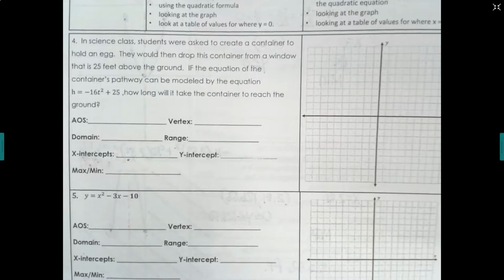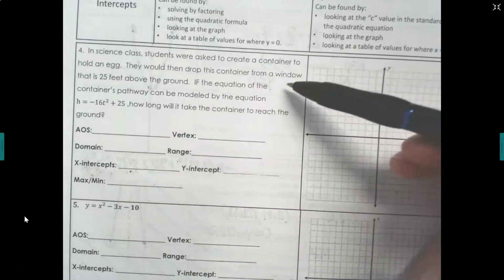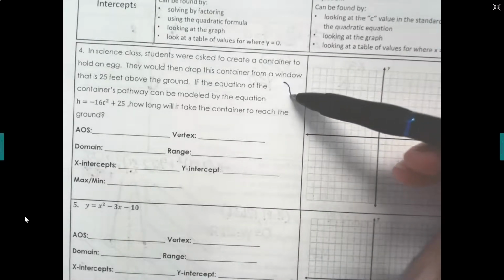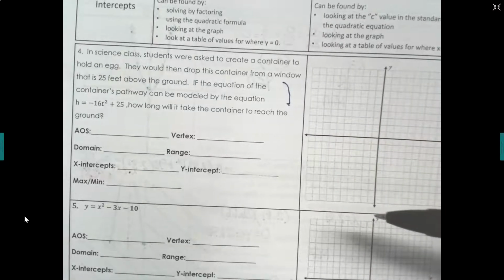Okay, so in science class, students were asked to create a container to hold an egg. They would then drop this container from a window that is 25 feet above the ground. If the container's pathway can be modeled by the equation h equals -16t squared plus 25, how long will it take for the container to reach the ground? We're not throwing something up and having it come back down like the ball on the other side. They're starting up high and dropping it, so you're really only seeing one part of the quadratic.